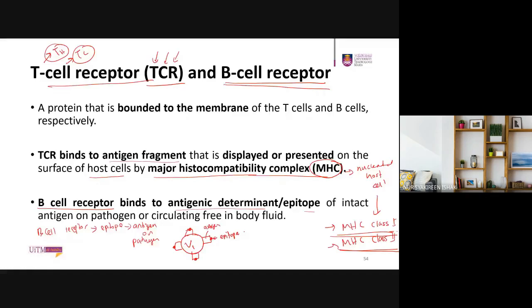Okay. So macam contohnya, okay, ini adalah B cell, satu contohnya. Dekat cell surface dia ada receptor. Receptor dia bentuk Y shape kan? Okay. Dekat each of the receptor ada antigen binding site. Okay, antigen binding site. So this antigen binding site actually binds to the epitope on the pathogen, on the antigen of the pathogen. Okay, so dia bind actually to the epitope of the antigen of the pathogen. So ingat tu.